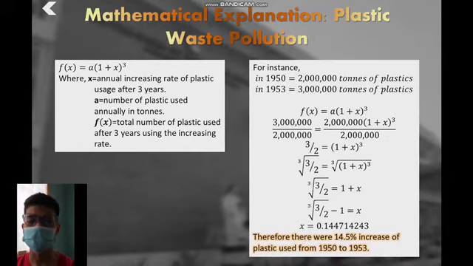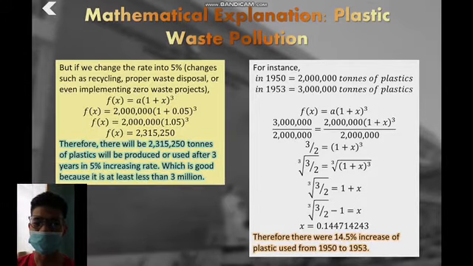For example, if in 1950 we have 2 million plastic tons and in 1953 we have 3 million plastic tons, our a is 2 million and our f(x) is 3 million. By using the formula f(x) = a(1 + x)^3, our x is equal to 14.5%, and that is the annual increasing rate of plastic usage after 3 years.